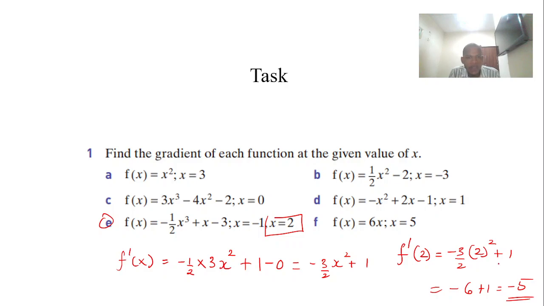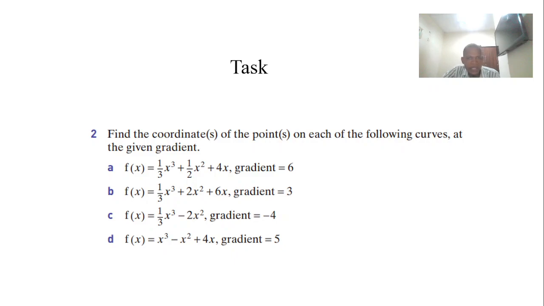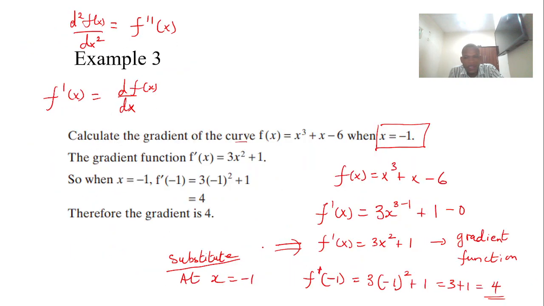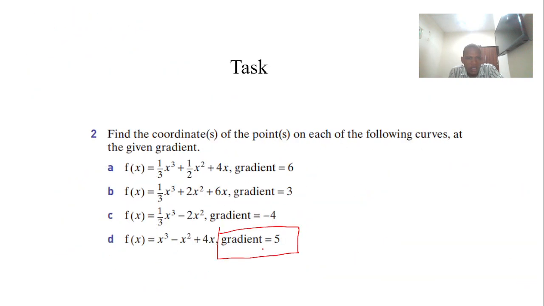So now please pause the video and solve A, B, C, D, and F. Now same here. This is also a task. Now this task, you are given the gradient. We're given the gradient already. So my gradient here is 5. So now the same way, you want to find the possible coordinate of the point. So you have to solve it the same way I solved this task.